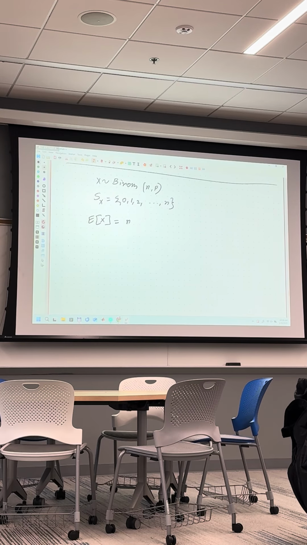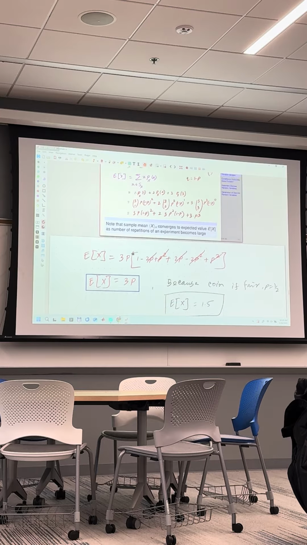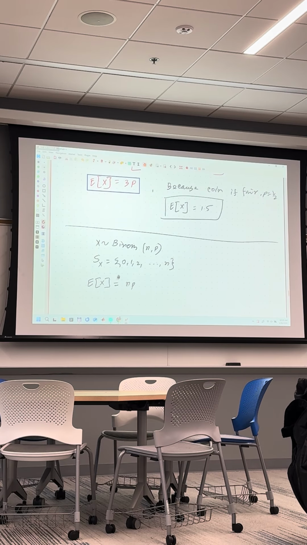So for a binomial random variable, the expected value is basically np. So you don't have to go through all this expansion and everything. You know what to do, but this is basically the formula.